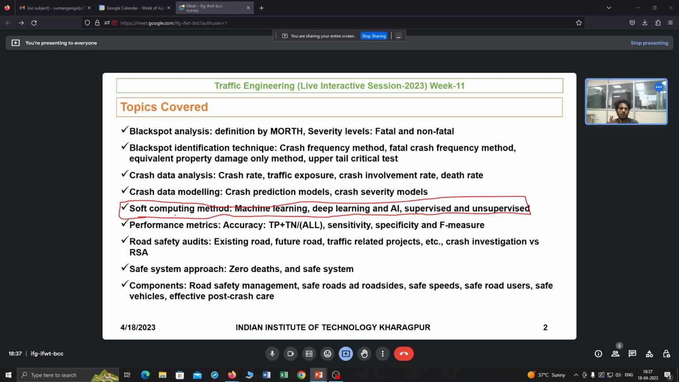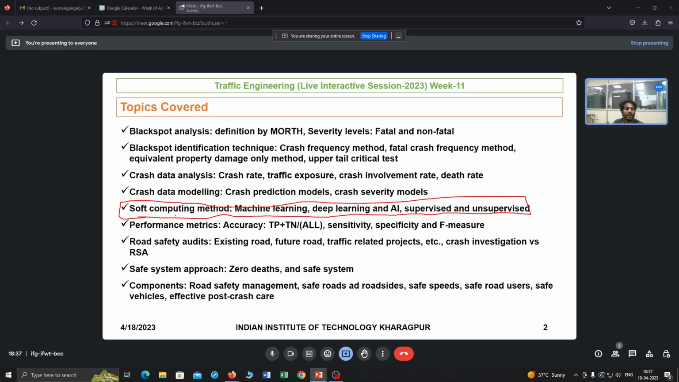So audits can also be done from the feasibility studies, then the initial or preliminary design, then the detailed design, and then during construction, then the pre-opening stage, and also after the opening stage. So these are the different stages at which an audit can be done.